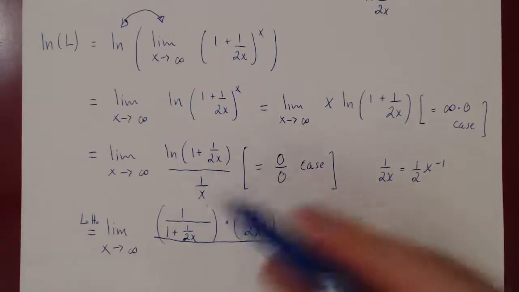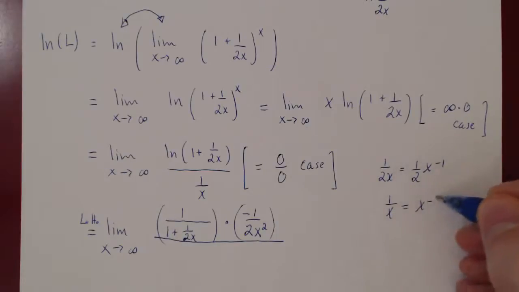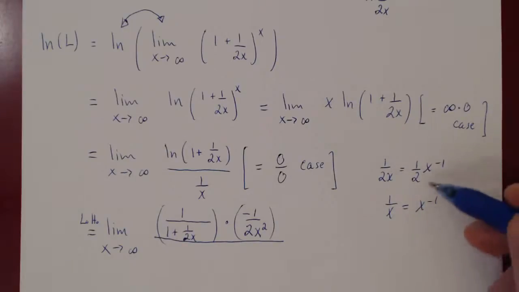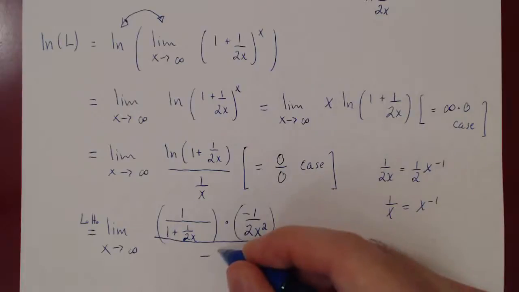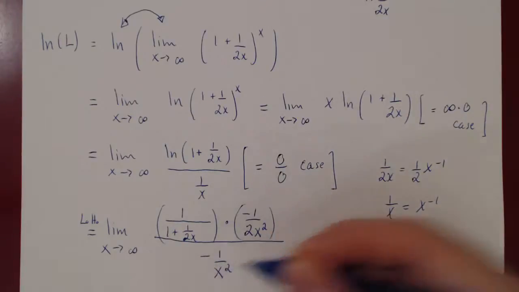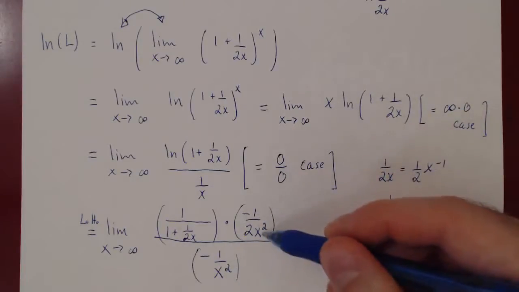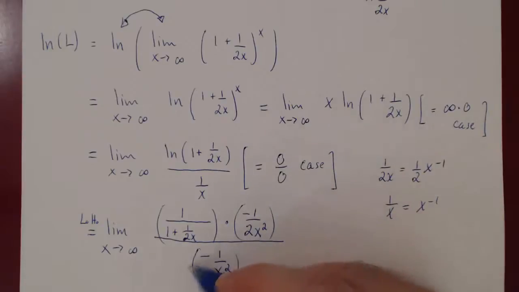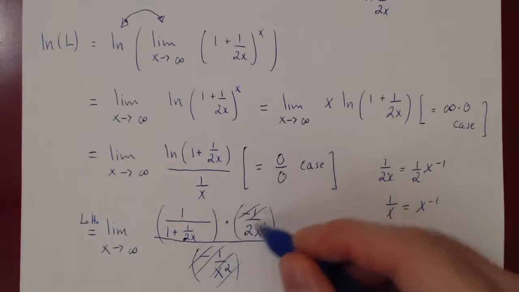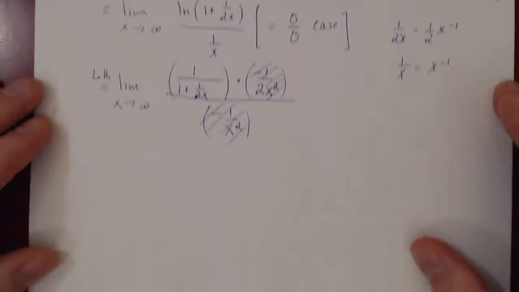over the derivative of the denominator. As we have just said, 1 over x is just x to the negative 1. From the power rule, the derivative of this is negative x to the negative 2, which you can write as negative 1 over x squared. But now think of it. You have on top a negative 1 over x squared, and on the bottom a negative 1 over x squared. You can cancel both of these. Don't cancel the 2. And look at what you're left with.